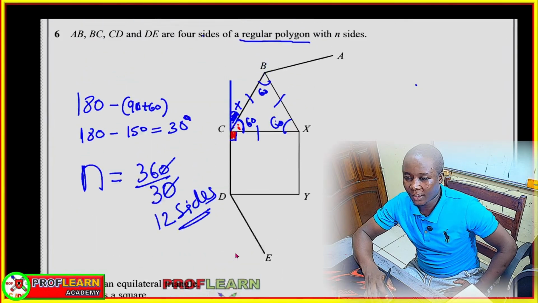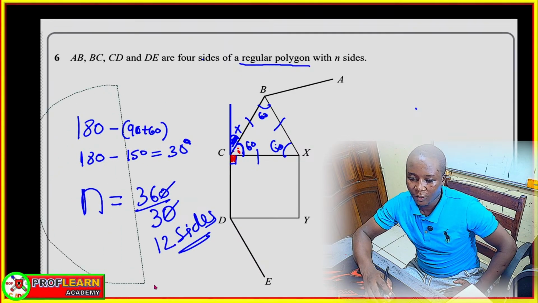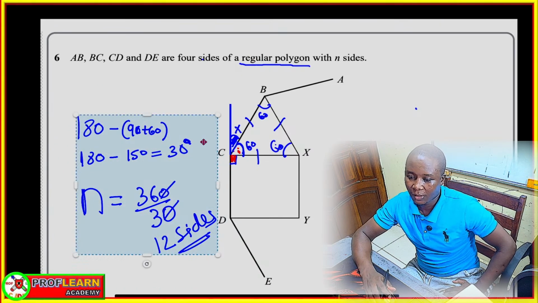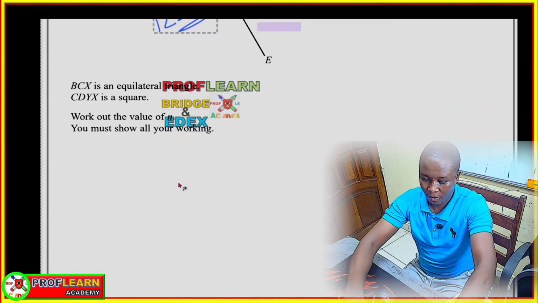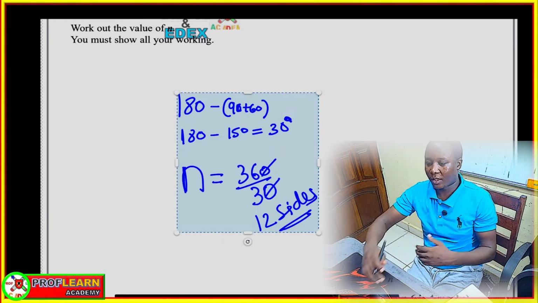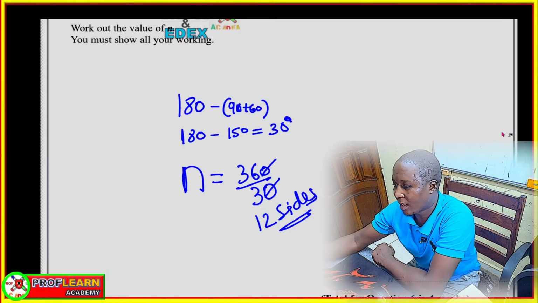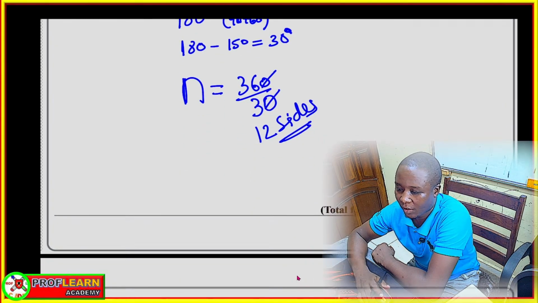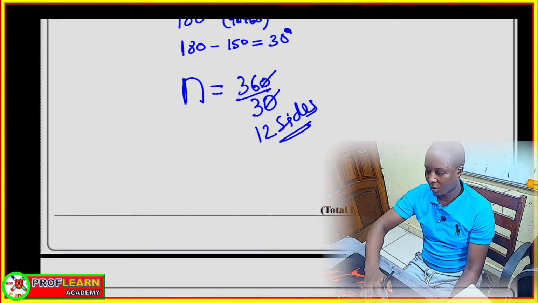So basically that's what you are supposed to do in this question to work it out. Let me just transfer this down so that when you check my Patreon page to download this PDF that I'm working out here, you can access it. So n is 12.